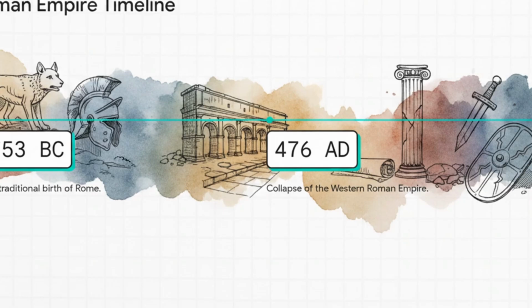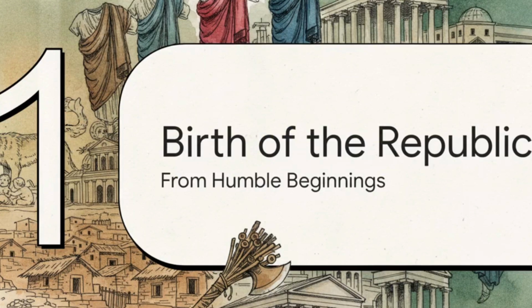Okay, let's dive into this timeline. Between the traditional birth of Rome in 753 BC and the devastating collapse of the Western Empire in 476 AD, we've got well over 1,000 years of pure ambition, massive engineering, brutal conquest, and ultimately, ruin. This is our roadmap for today as we explore the soaring heights and those really crashing lows of an incredible civilization. Part 1. The birth of the Republic.